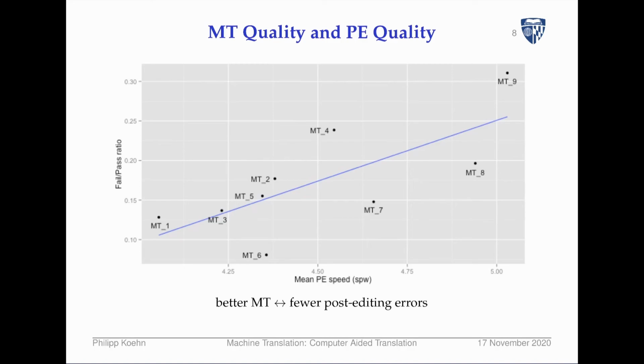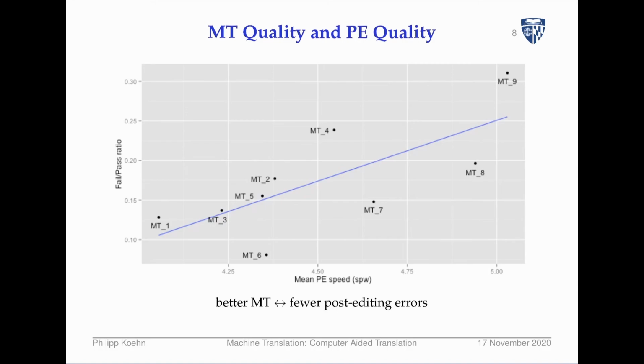So better machine translation quality gives us faster translations, but does it also give us better quality? We are especially concerned if translators are faster, are they actually going to be more sloppy and make more mistakes? But it turns out the opposite is the case. So with the better machine translation systems, translators are not only faster, they also produce fewer mistakes.